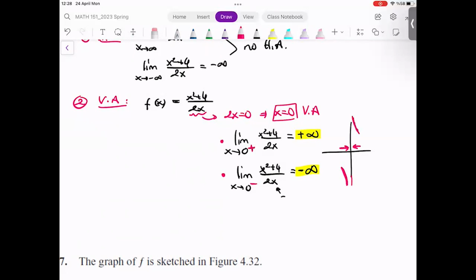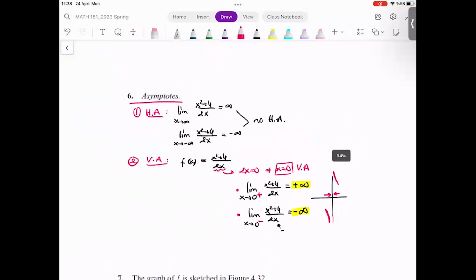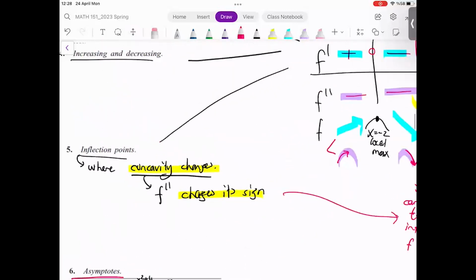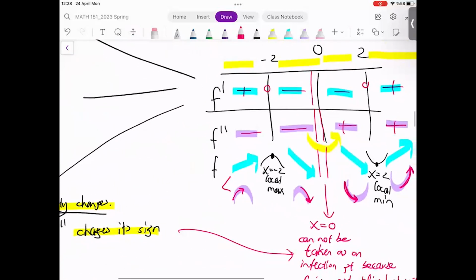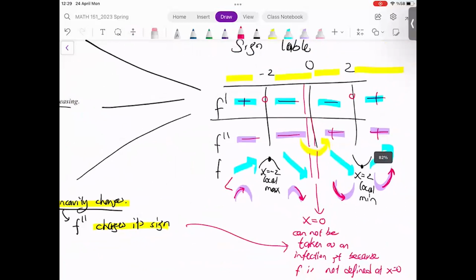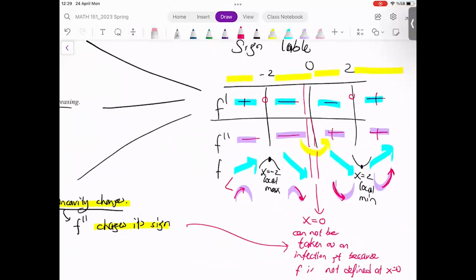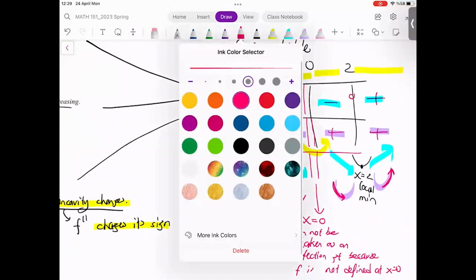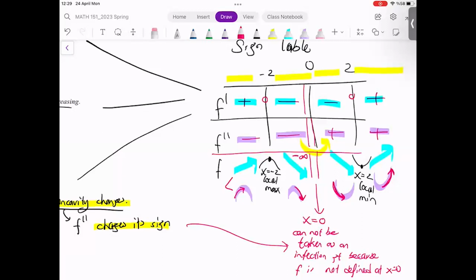This is important. We can also indicate this information to our sign table because the sign table should contain everything. At the end, we will just look at the sign table to draw the graph with all the information. So around 0, let me draw this line. Around 0 on the left, your function gets minus infinity. On the right, gets plus infinity.